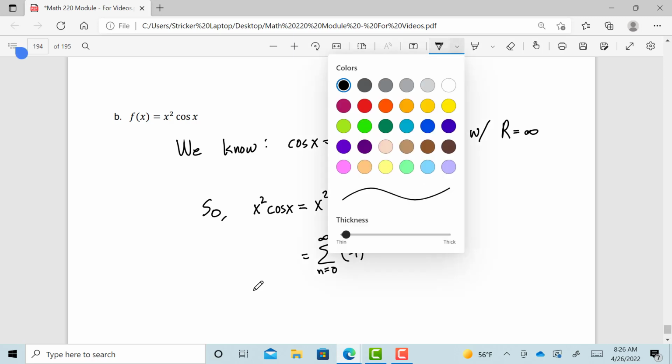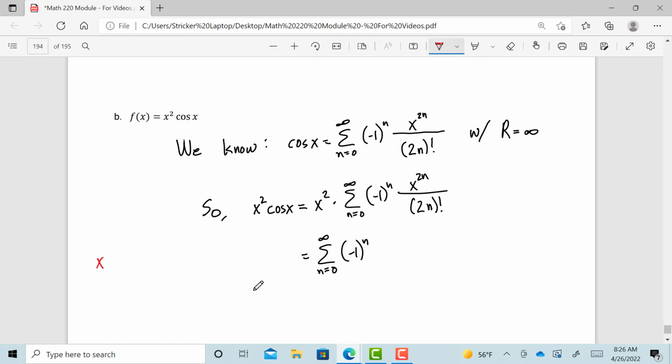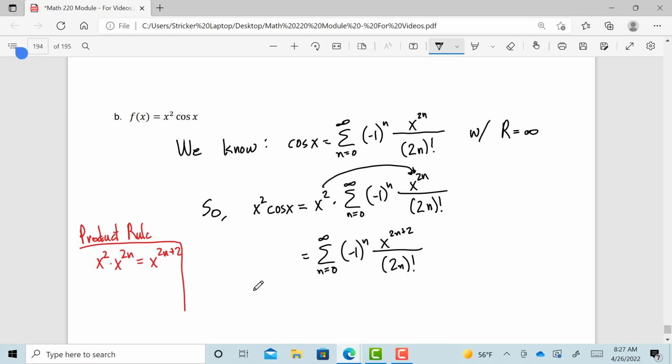Let's do some math on the side. When we take x squared times x to the 2n, this is x to the 2n plus 2. It's using the product rule: when you multiply, you add the powers. And so we end up with x to the 2n plus 2, because we're bringing this in, and then it's over 2n factorial. We still have the same radius of convergence. It doesn't change. And that's our answer.